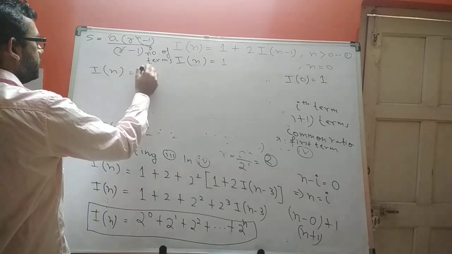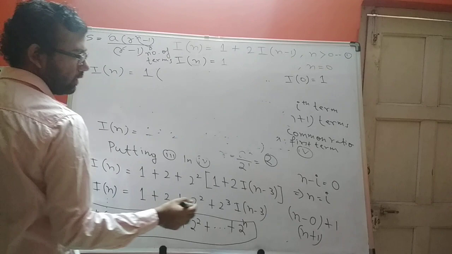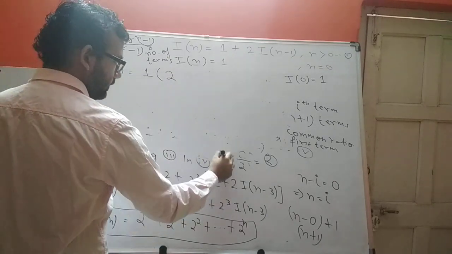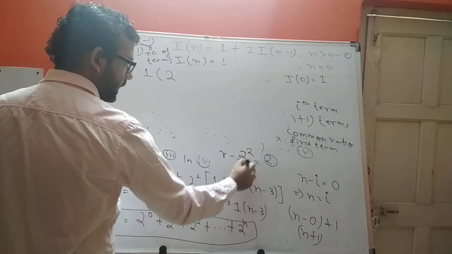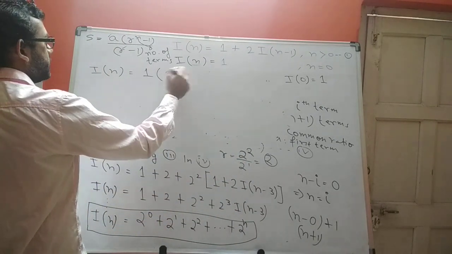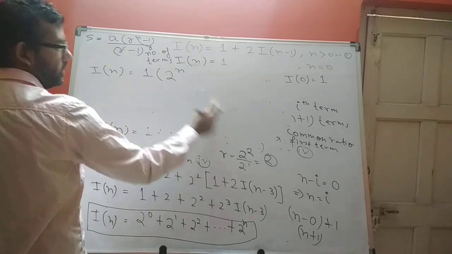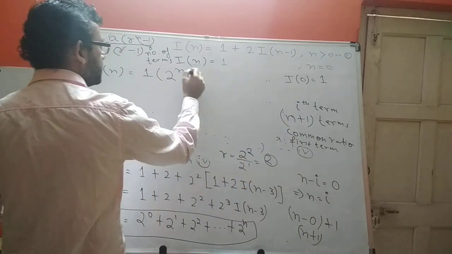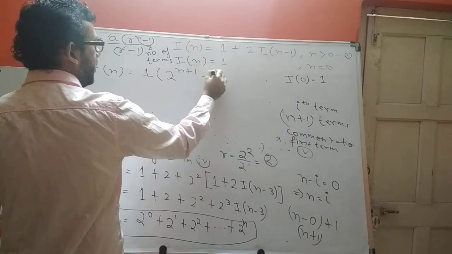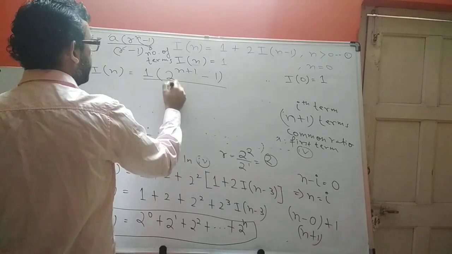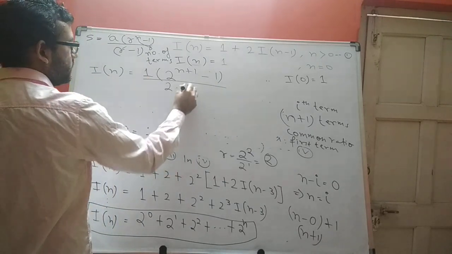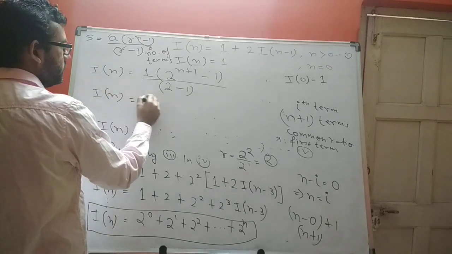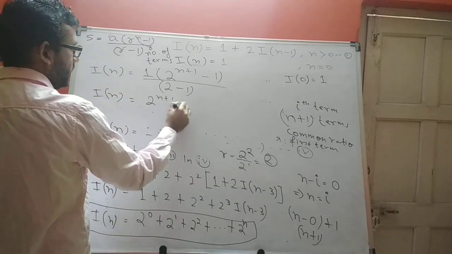A is 2 to the power of 0, that is 1, into R. What is your R? Your common ratio came out to be 2. So that is 2 to the power of n. N denotes the number of terms. The number of terms is n plus 1. So 2 to the power of n plus 1 minus 1 whole divided by, what is R? R is 2 minus 1. So what will you get? You will get I of n is equal to 2 to the power of n plus 1 minus 1.